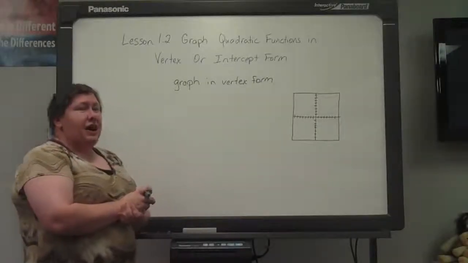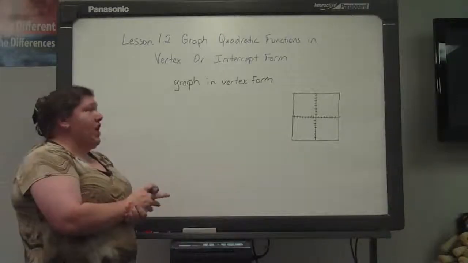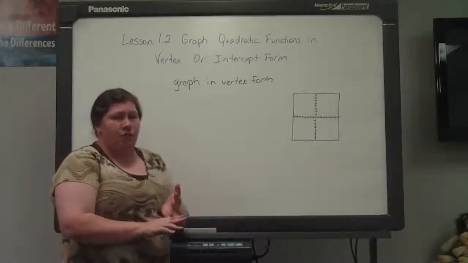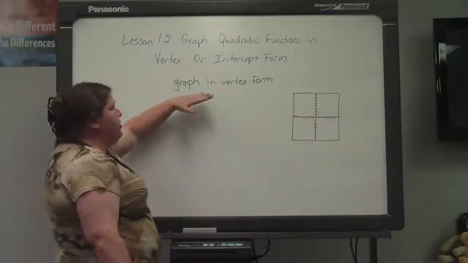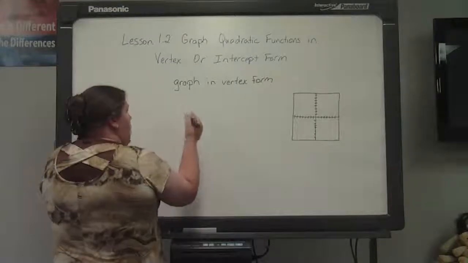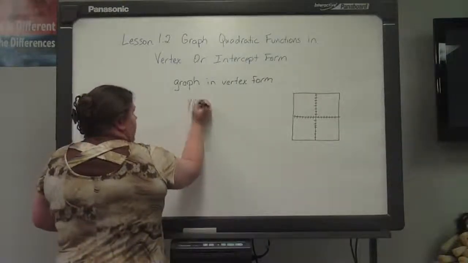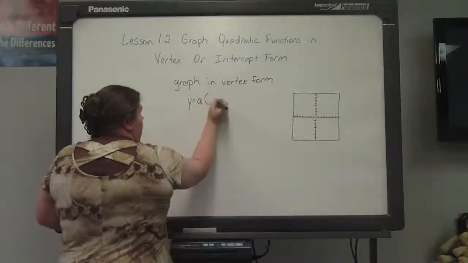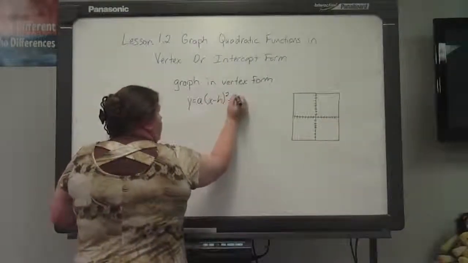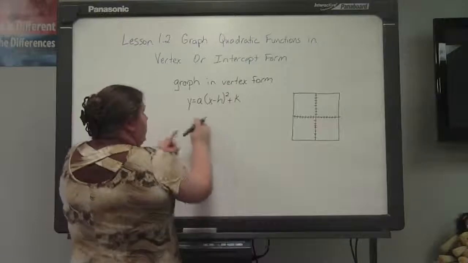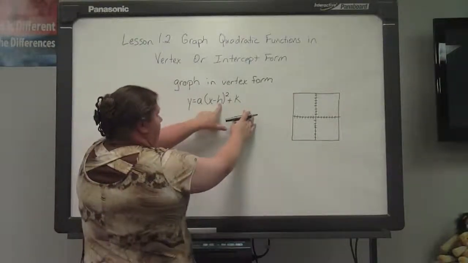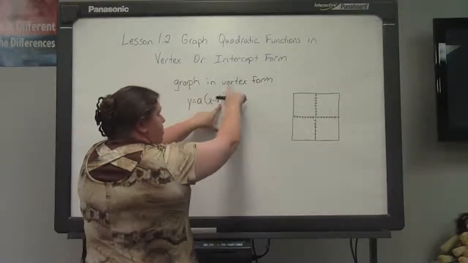Today's lesson, lesson 1.2, is graphing the quadratic functions in either vertex or intercept form. The first one we're going to do is vertex form. Vertex form will have the form of y equals a times x minus h squared plus k. The reason this is called vertex form is because your h and your k is your vertex.